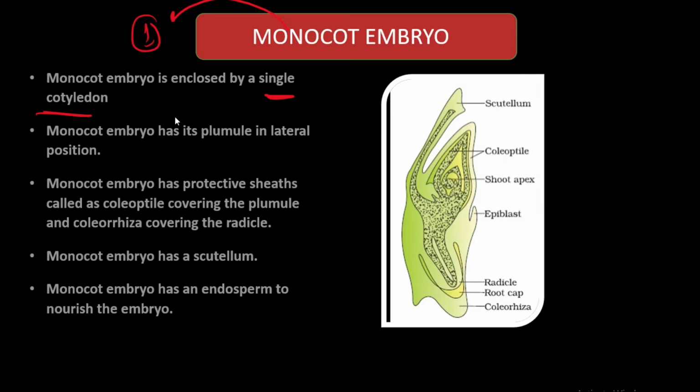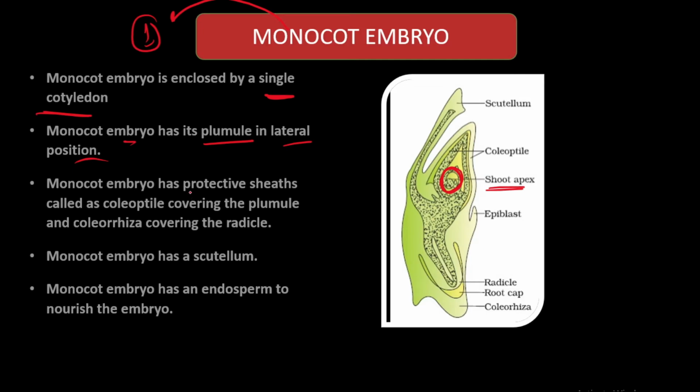Now let us look at the structure of the monocot embryo. The monocot embryo has a plumule in the lateral position. As you can see, this region is called the plumule, as it is labeled shoot apex. That is what we call the plumule, or future shoot. The region where the plumule is situated is called the lateral position.